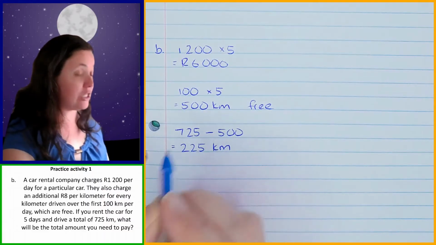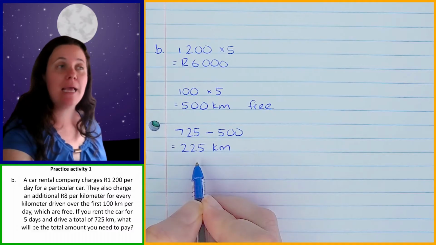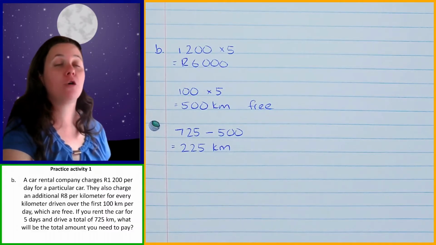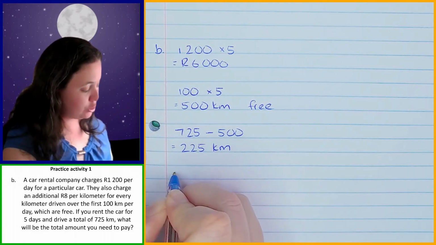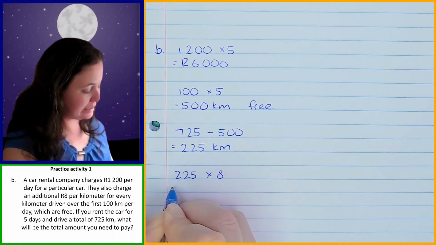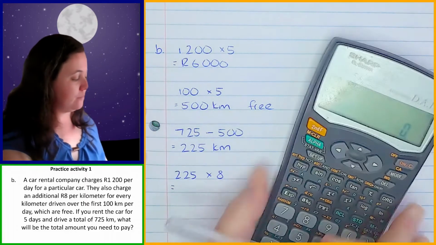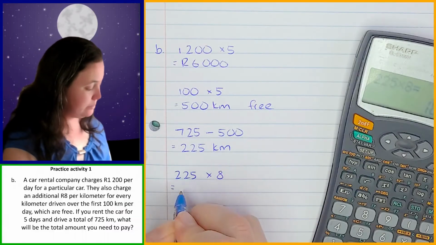Okay, so now what we need to go and do is take this amount of kilometers, and we need to multiply it by the cost per kilometer, which is 8 Rand per kilometer. So it's going to be 225 multiplied by 8, and that will give you 1,800 Rand.